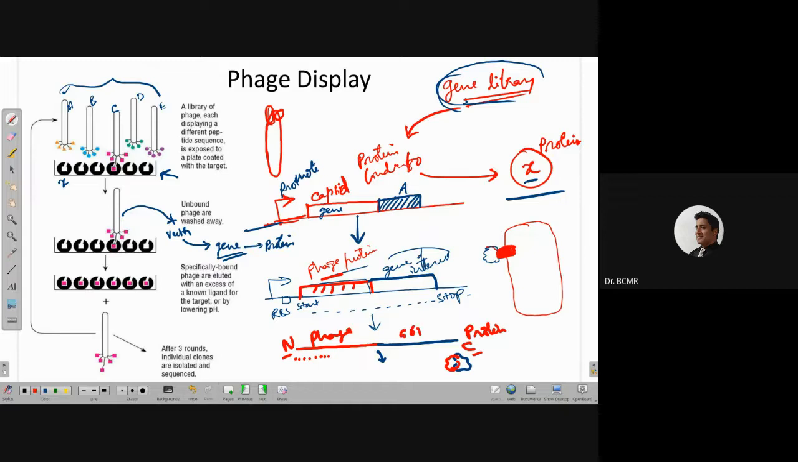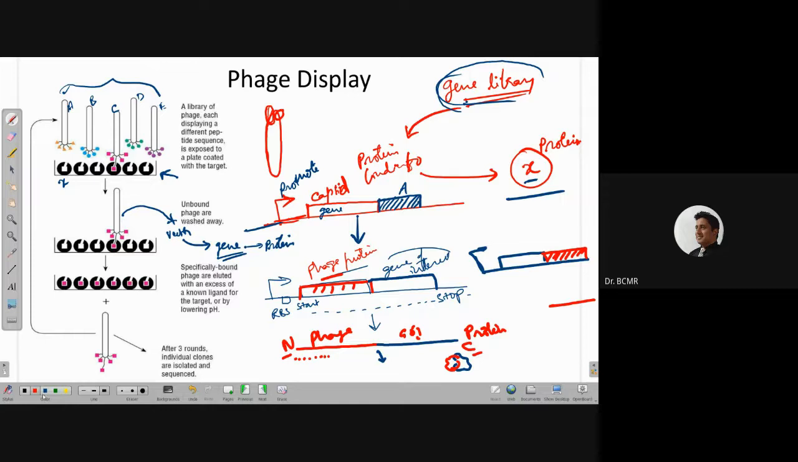You can also do it the other way around, where we could have constructed the reverse way, wherein we can have our gene of interest first, and then, so this is the promoter. We could have made the gene of interest here, and followed by the phage protein, or the capsid protein. So in that case, we would have the protein. We would get something like this.